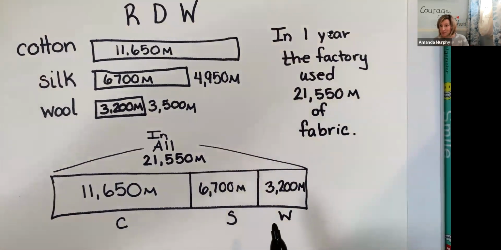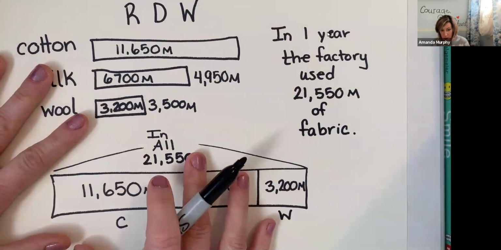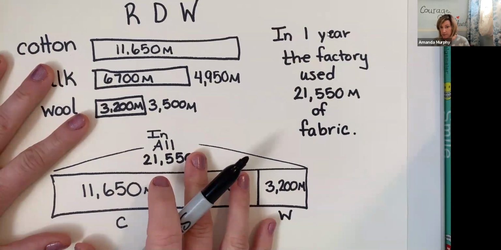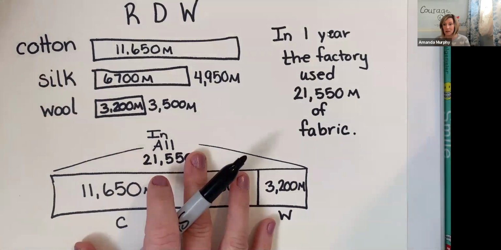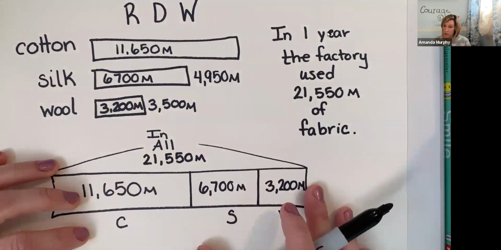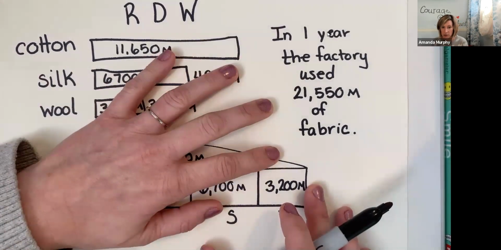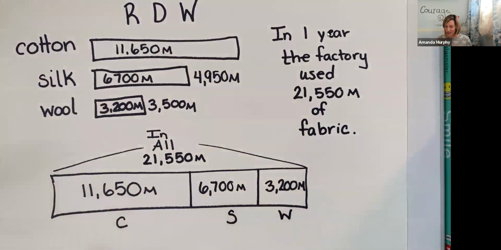So I read the problem. I drew a picture to represent the problem. We solved using subtraction, addition. We used the place value chart. And then once we came to our conclusion of our answer, we wrote it out. Nice job. Thank you all for doing that problem with me.